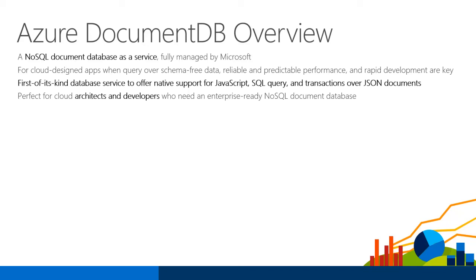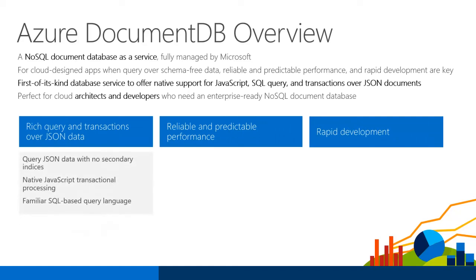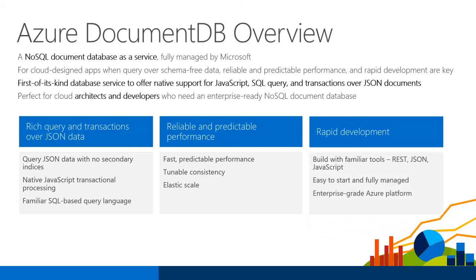The key benefits of DocumentDB can be broken down into 3 pillars. It delivers rich query and transactions over JSON data. It includes the concepts of query, automatic indexing, transactions, and a SQL-like query language. It's reliable and predictable performance, built for the cloud and tunable consistency with elastic scale. And Azure DocumentDB enables rapid development. The benefit of being part of Azure is that you build with familiar tools. Together, you have a service that is perfect for cloud architects and developers who need an enterprise-ready NoSQL document database.